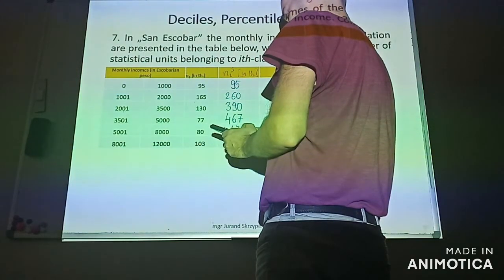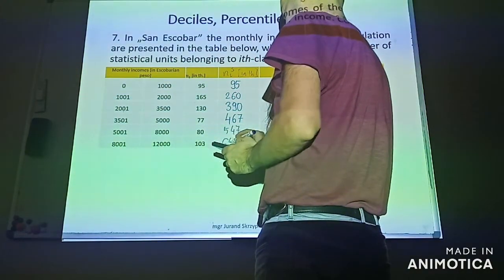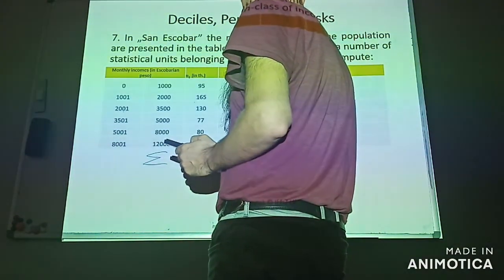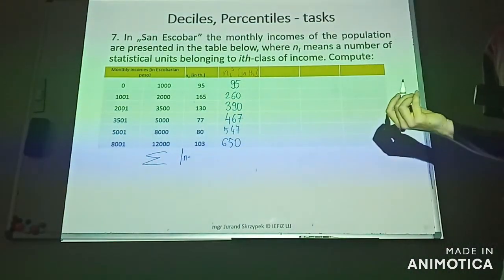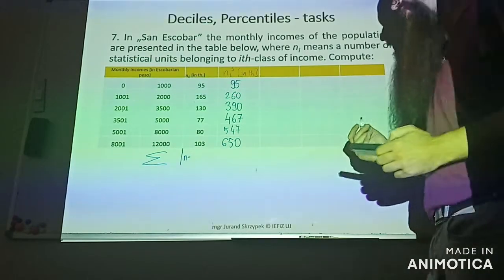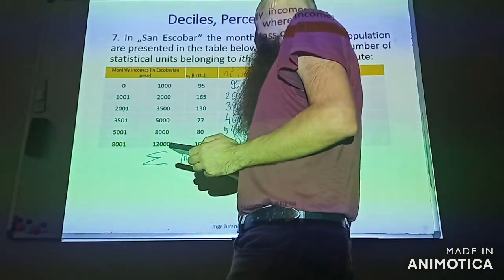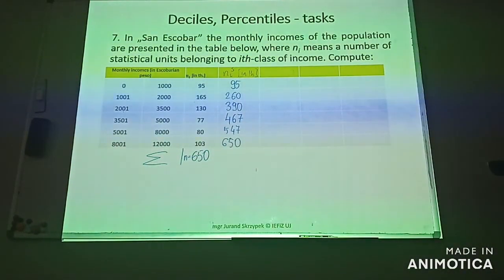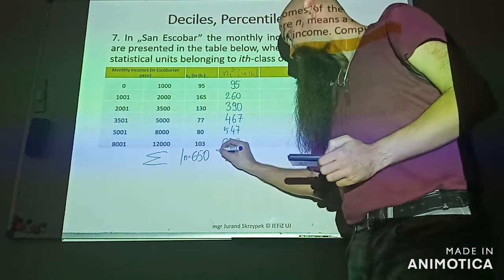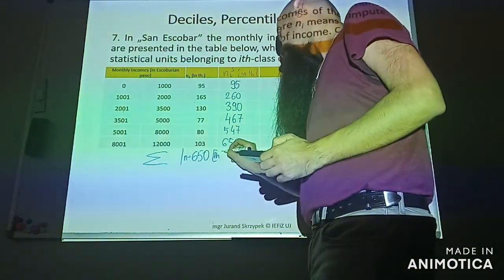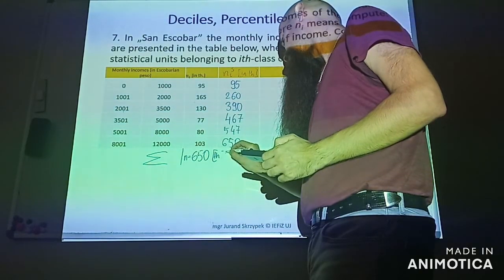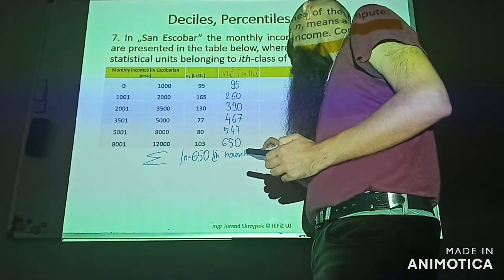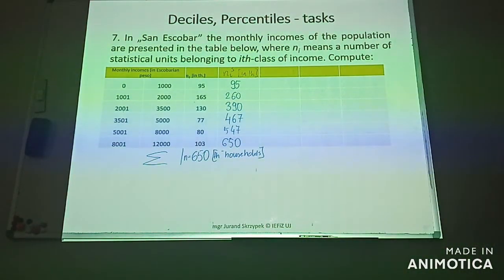The last one is 650, and this is the sum of that column. Here we talk about the population size as well, which is 650,000 households. Yeah, in thousands of households. This is our population size.